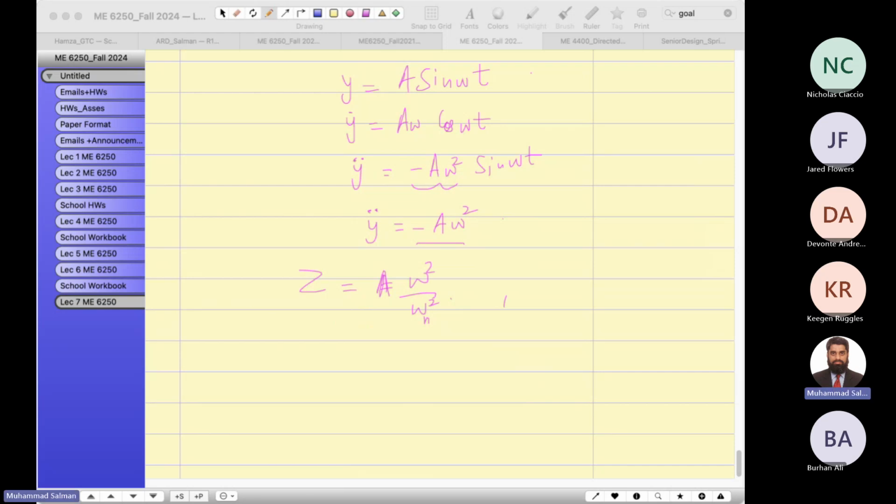One more important concept is the displacement transmissibility.